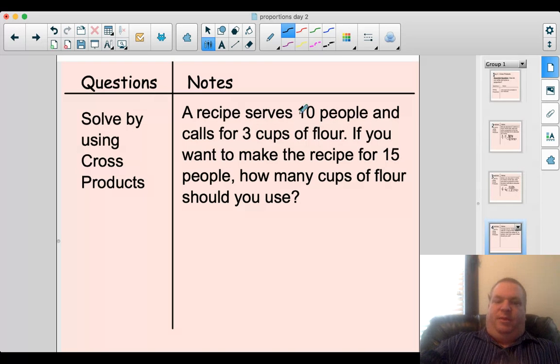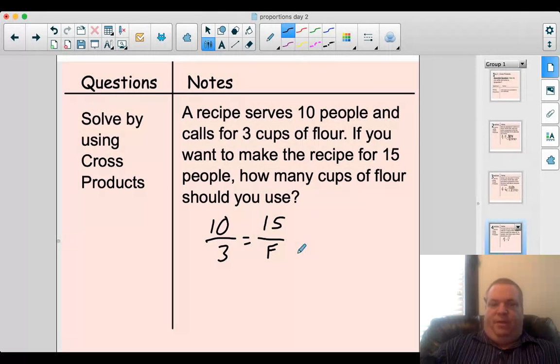A recipe serves 10 people and calls for 3 cups of flour. I want to make the recipe for 15 people and want to know how much flour I should use. My first ratio is 10 people to 3 cups of flour, with people on top and cups of flour on bottom. I have to do the same thing over here. So 15 is the number of people, which goes on top, and the amount of flour goes on bottom. Let's use F for flour. I'm trying to figure out how much that is.